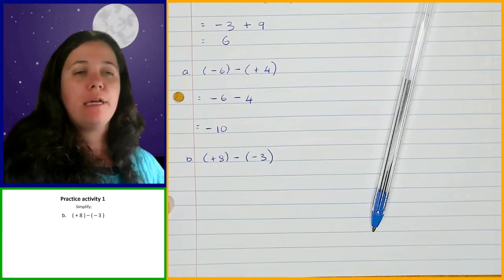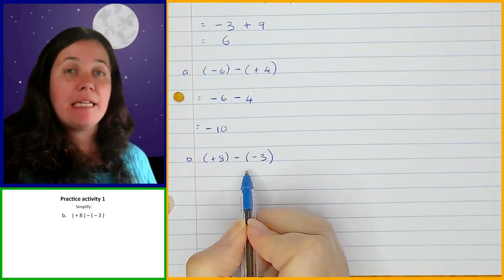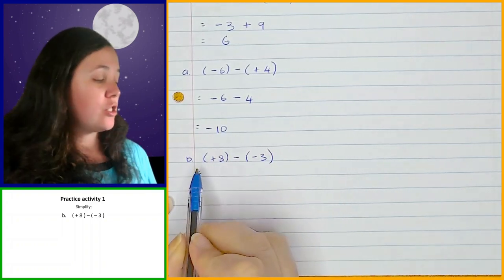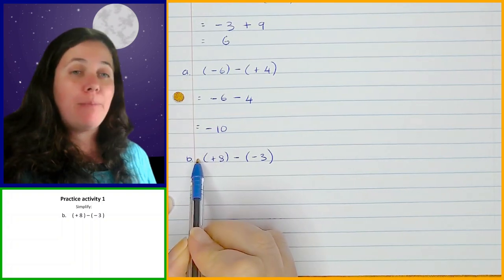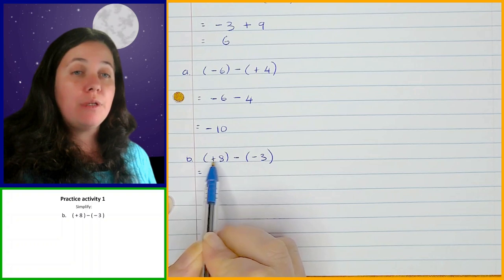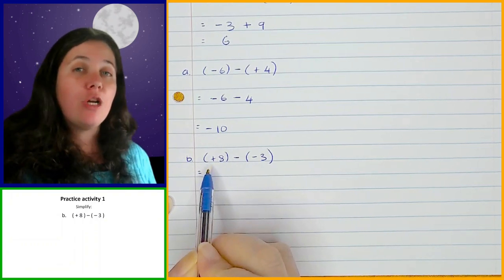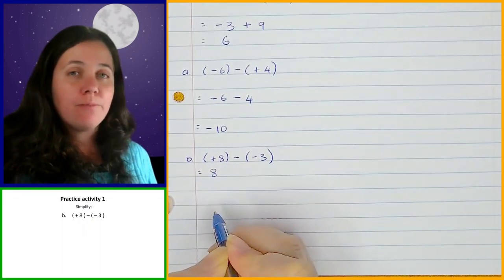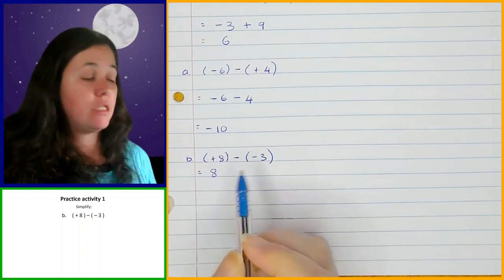Okay, so let's go through that example. So for question B, we had positive 8 minus negative 3. Okay, so first of all, I'm going to get rid of my brackets. So over here, like we had in the previous example, there is a plus in front. You can't see it, but it's there. So that means that the sign inside the brackets is going to stay as it is. But now because it's a plus, I don't actually have to write that sign when I get rid of the brackets. So I can just write down 8. Remember, if we don't have a sign in front, it is automatically positive.